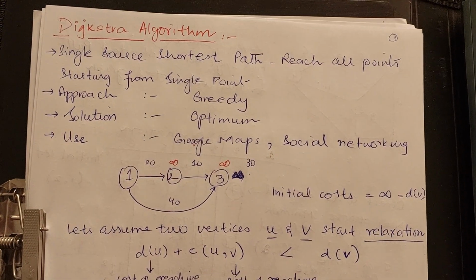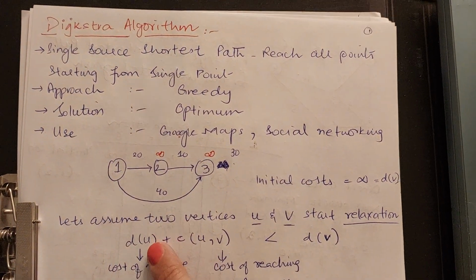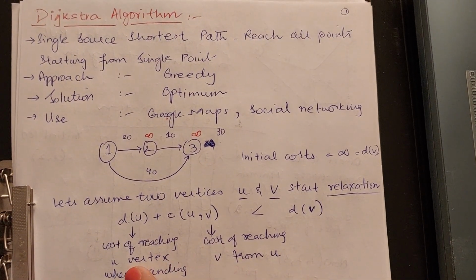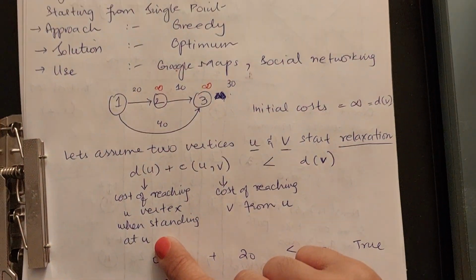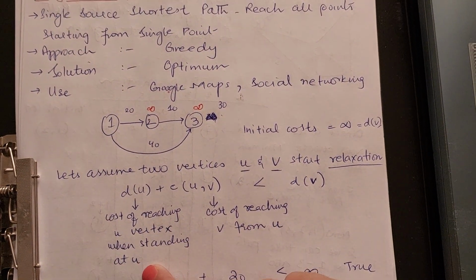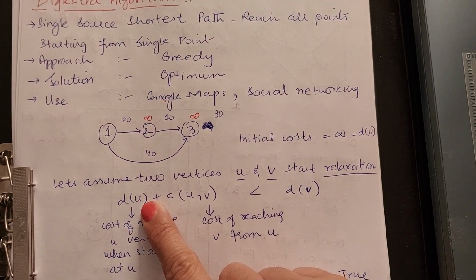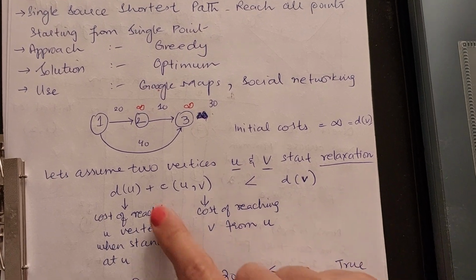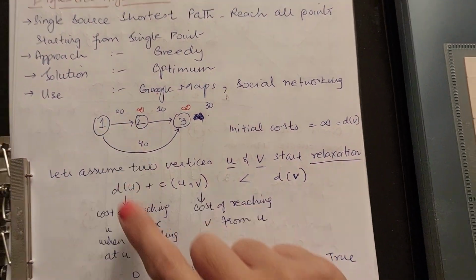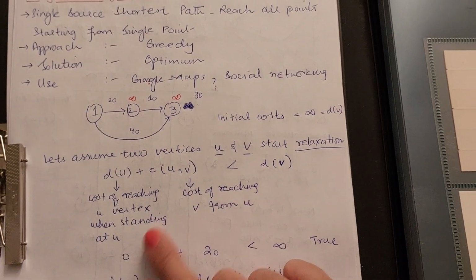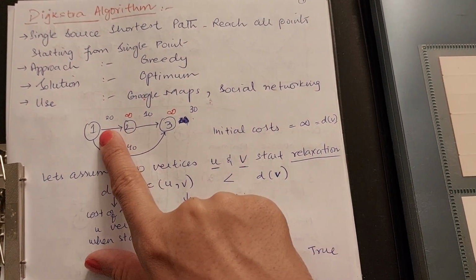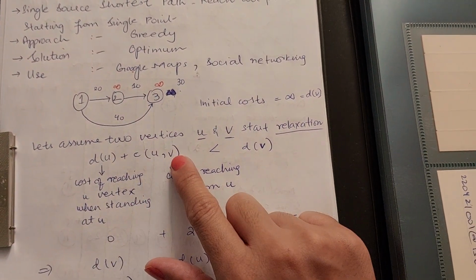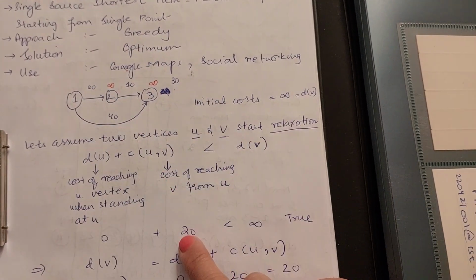Now what do I mean by relaxation? By relaxation I mean this: the cost of reaching vertex u when standing at u is called du, and there is the cost of reaching v from u. If you are standing on u and you want to know the cost of reaching u, of course it will be 0 because you're already standing on u. So this cost is going to be 0, and this cost is going to be 20, which is given over there.